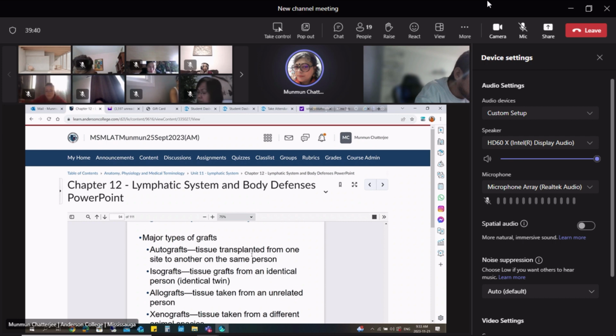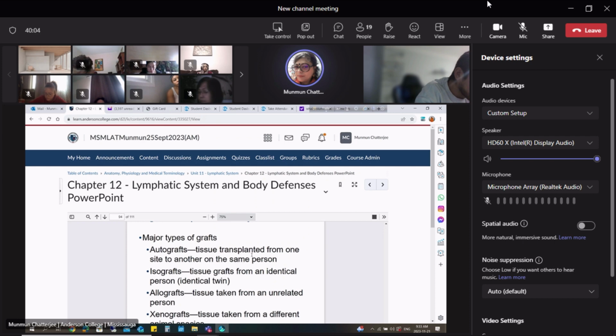Iso. Iso means tissue grafts from an identical person. Who can be an identical person? Mainly identical twins. They are coming from the same mom and dad, so generally everything is the same, the twins. What is the allograft?